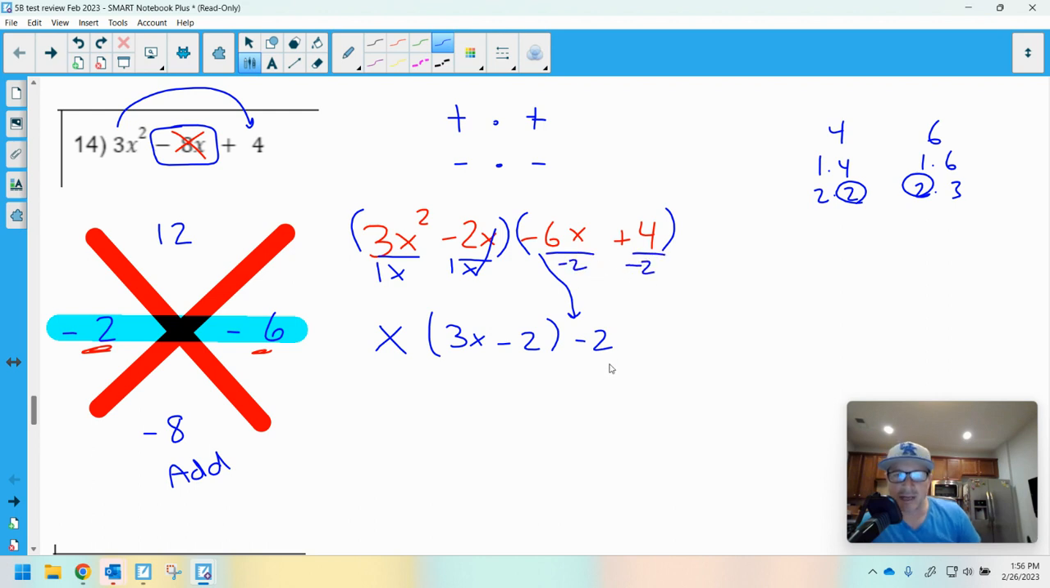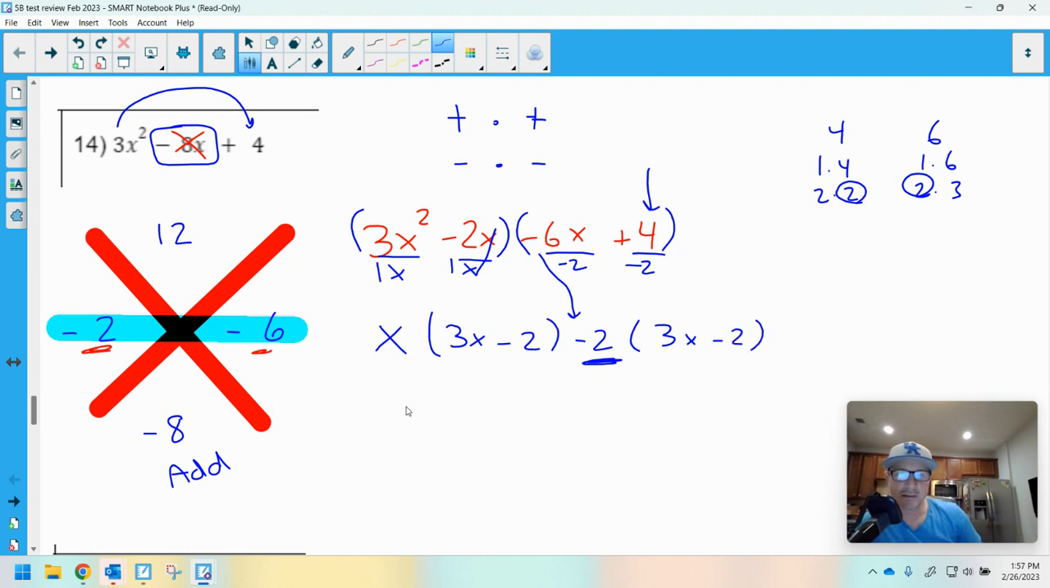We will never have an x in this spot because this number right here will never have an x with it. They don't have x in common, these two. We can't take out an x here. -6 divided by -2 is a +3 with an x. 4 divided by -2, -2.